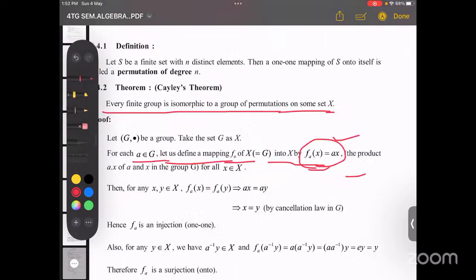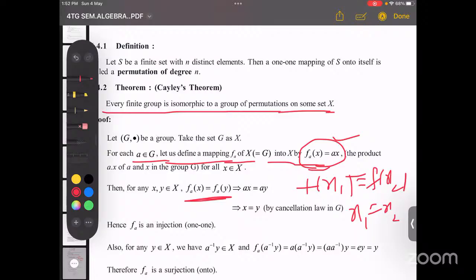Now we are showing that it is a permutation group, means first thing you have to show one-to-one, and next one is you have to show that it is onto. So first one-to-one means then for any X comma Y belongs to capital X, FA of X equals to FA of Y. So normally in other problems like this, we'll take f of x1 equals to f of x2 and we'll show that x1 equals to x2 for one-to-one function.